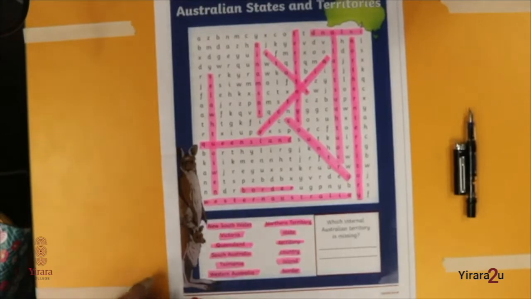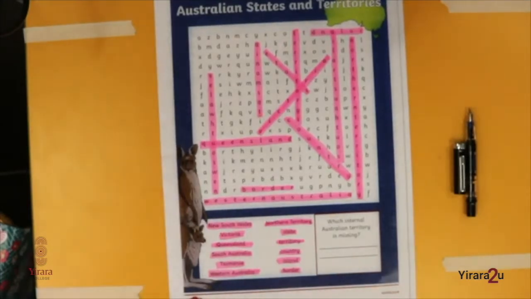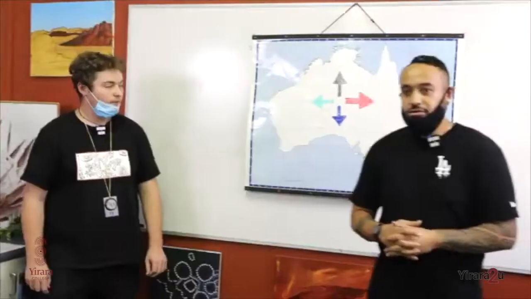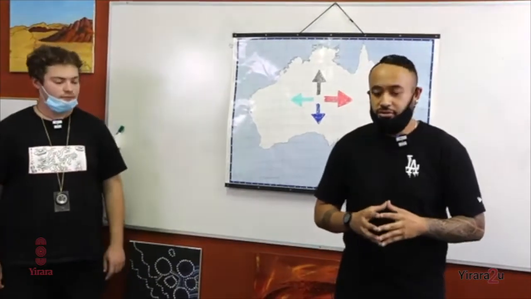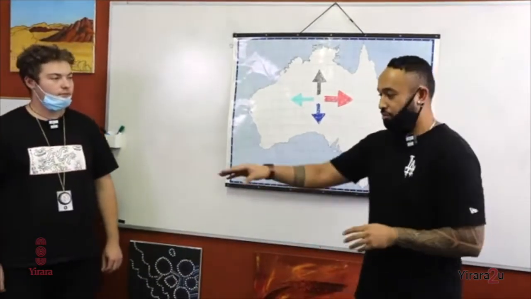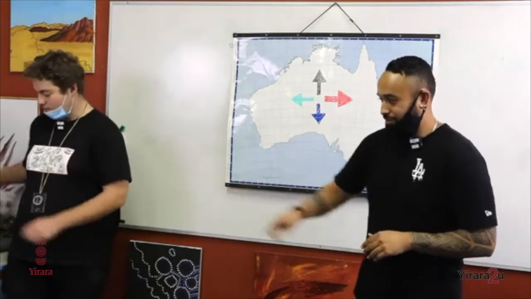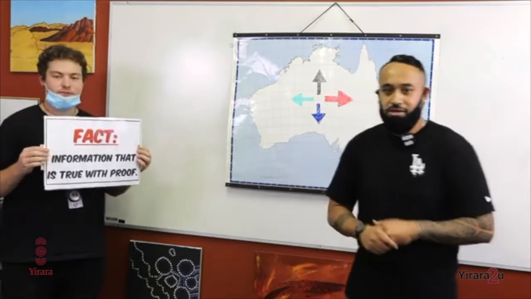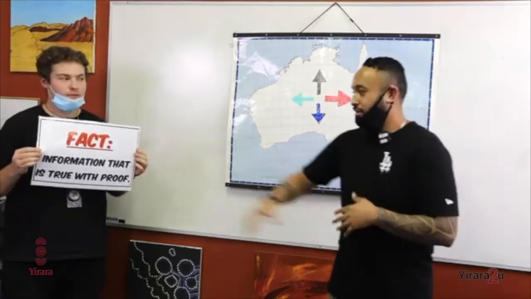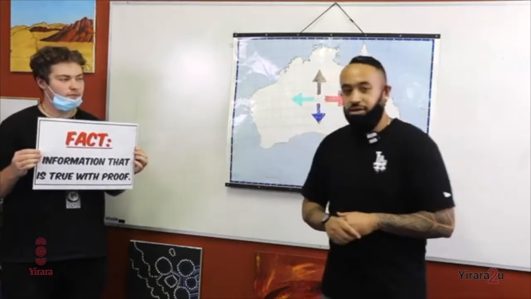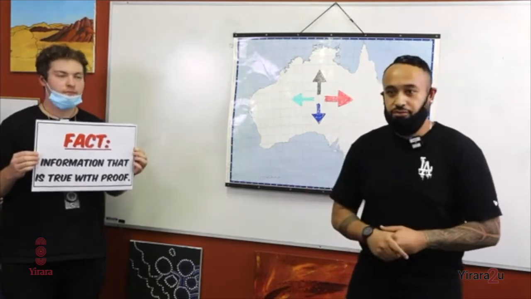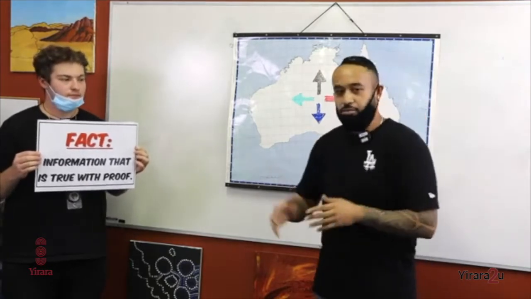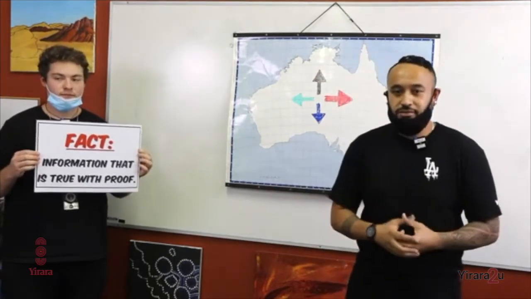Another thing we looked at, so we not only looked at the different states and territories around Australia, we also looked at what this word meant. Fact. So we looked at the word fact. What does fact mean? A fact is information that is true with proof. We also looked at the difference between a fact, something that is false, and also someone's personal opinion.